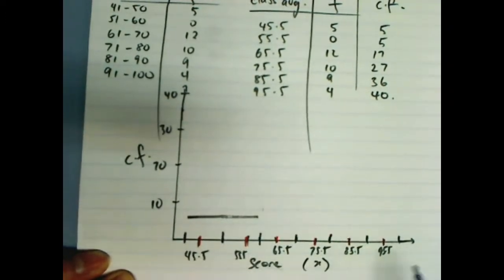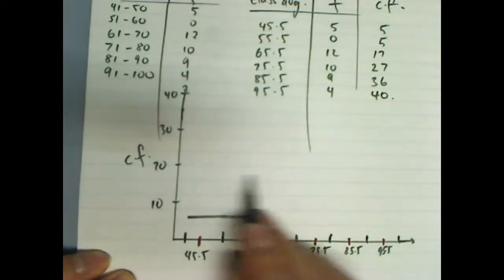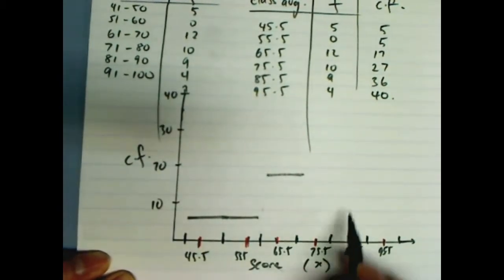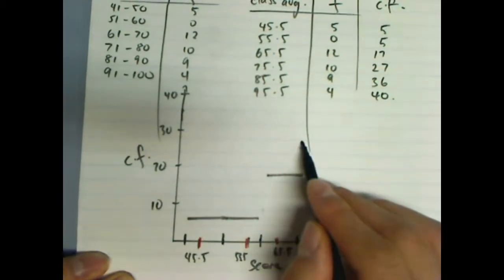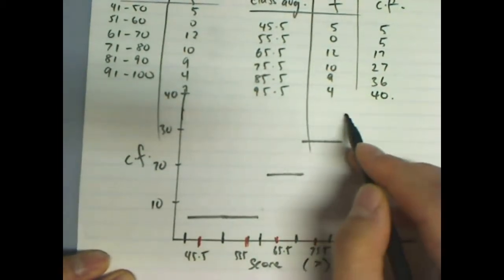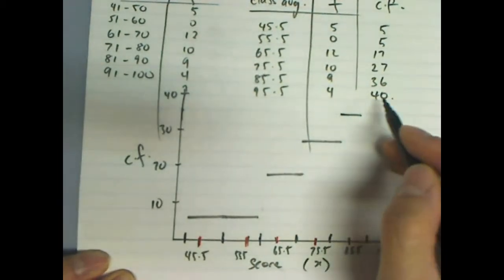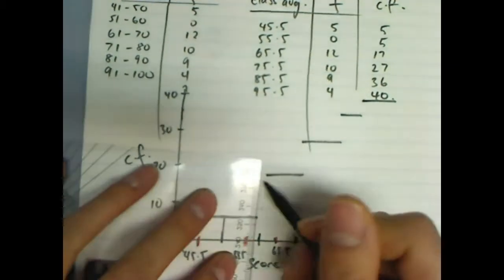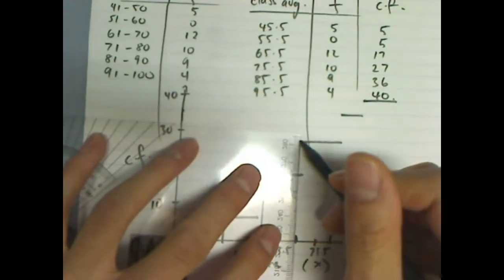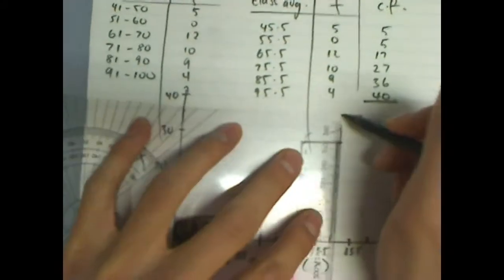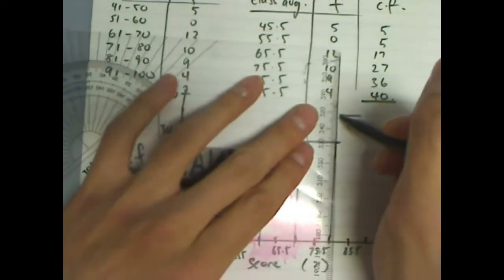55 and a half also stays there. 65 goes up to 17, so it's about here. 75 goes up to 27, so it's about there. 85 goes up to 36, so it's about there. And then 95 goes up to 40. Again, marking the horizontals down first and then putting the verticals will make it easier for you. You will need to do this in pencil, so if you make mistakes, just rub it out.